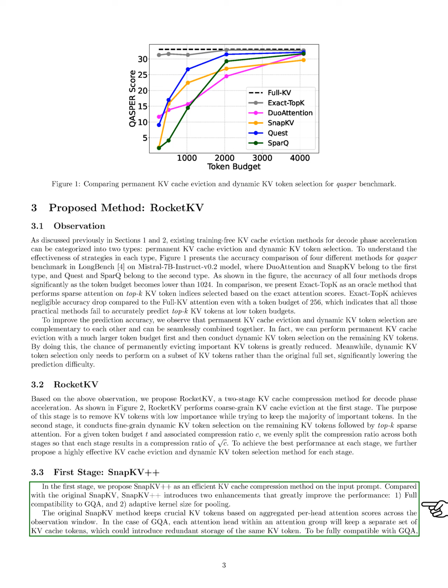For the first stage, we present SnapKV++ as an efficient KV cache compression method. SnapKV++ improves upon the original SnapKV by being fully compatible with GQA and using an adaptive kernel size for pooling. Instead of keeping KV tokens based on individual attention heads, SnapKV++ aggregates attention scores across groups, reducing redundancy. It also employs pooling to select critical KV tokens along with their neighbors, enhancing accuracy. We find that larger kernel sizes are optimal for longer input sequences, and we implement a simple mechanism to adjust kernel sizes based on sequence length.